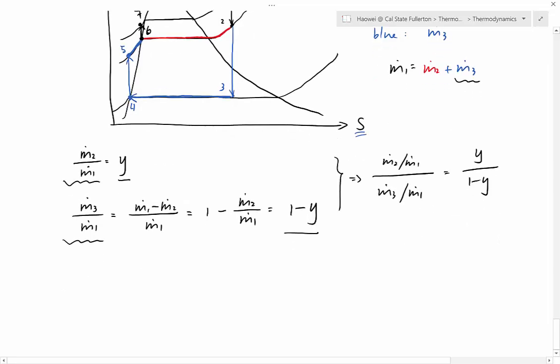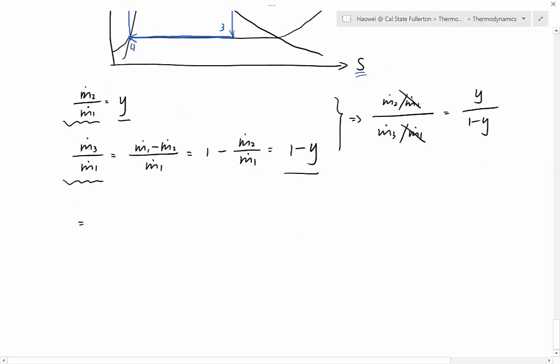And now you can see we can cancel m dot 1. So what is left is m dot 2 over m dot 3 is y over 1 minus y. Keep that in mind.